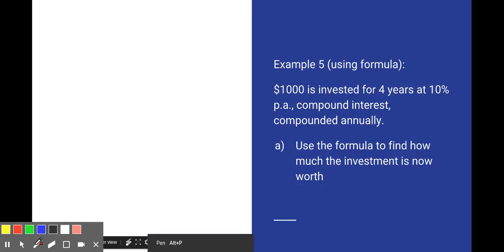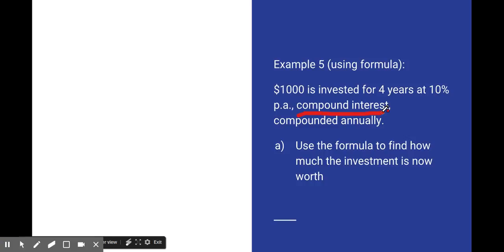So in example 5, we're going to use the formula this time instead of a table. $1,000 is invested for 4 years at 10% per annum compound interest. I notice that it says compound interest, and I notice that it says compounded annually.